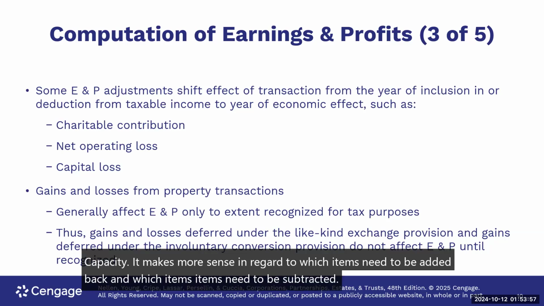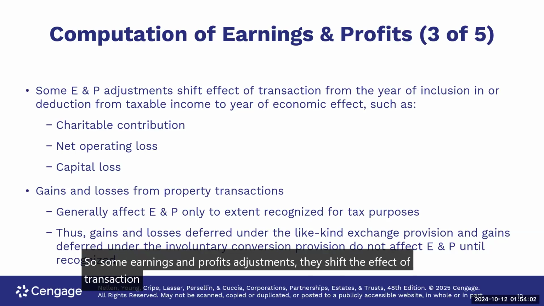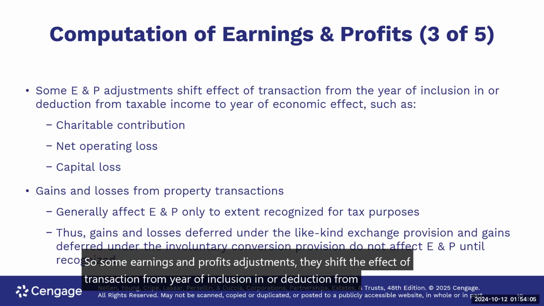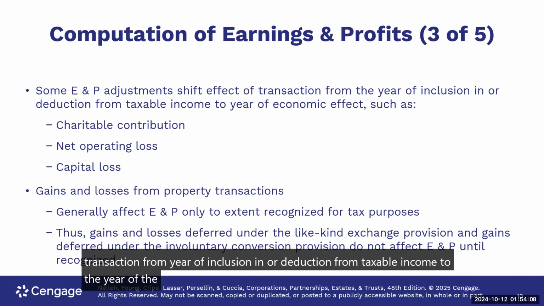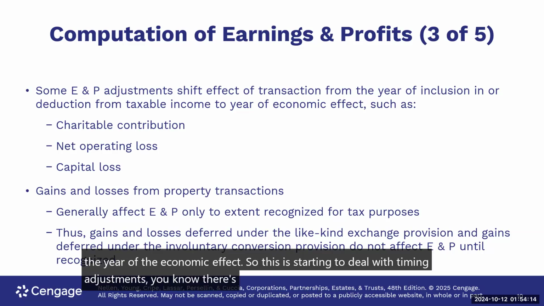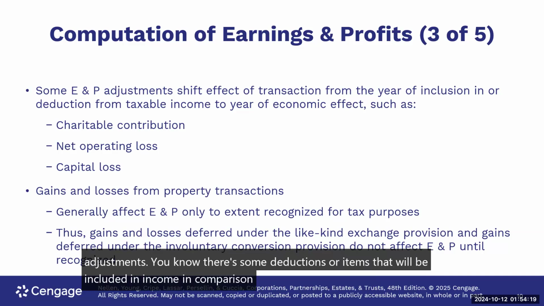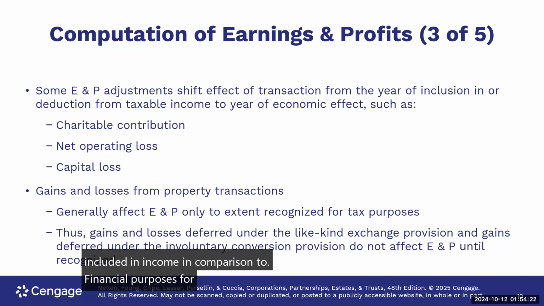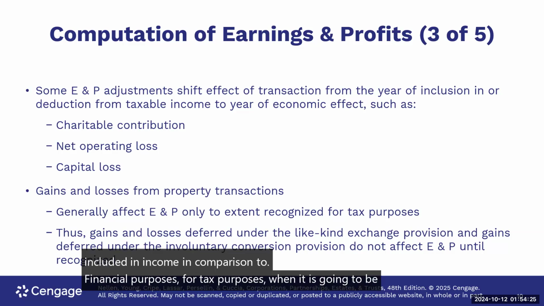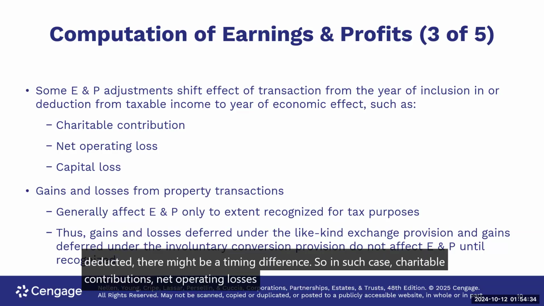Some earnings and profits adjustments shift the effect of a transaction from the year of inclusion in or deduction from taxable income to the year of the economic effect. So this is starting to deal with timing adjustments. There are some deductions or items that will be included in income for tax purposes at a different time in comparison to financial purposes. There might be a timing difference. In such cases, charitable contributions, net operating losses, and capital losses all require these types of adjustments.